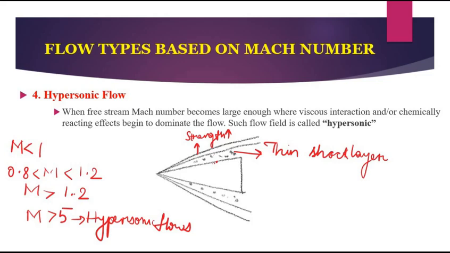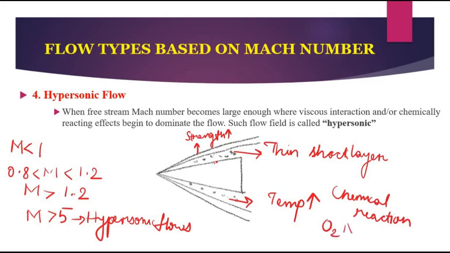Now, what happens in this shock layer is there is an increase in temperature, and the temperature increases so much in this shock layer that we can observe chemical reactions taking place, and also the oxygen and nitrogen molecules start to dissociate in this shock layer due to the rise in temperature.